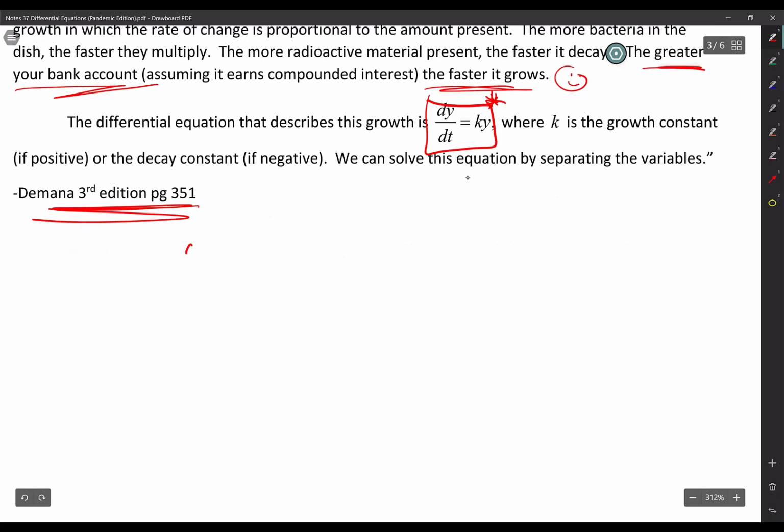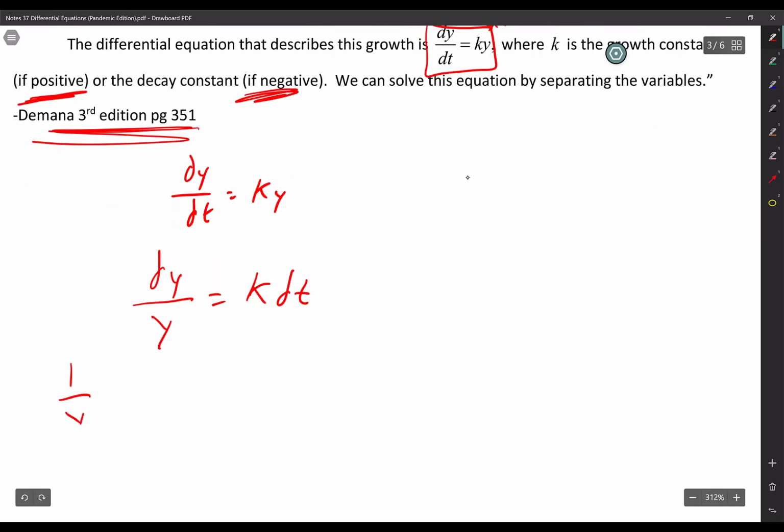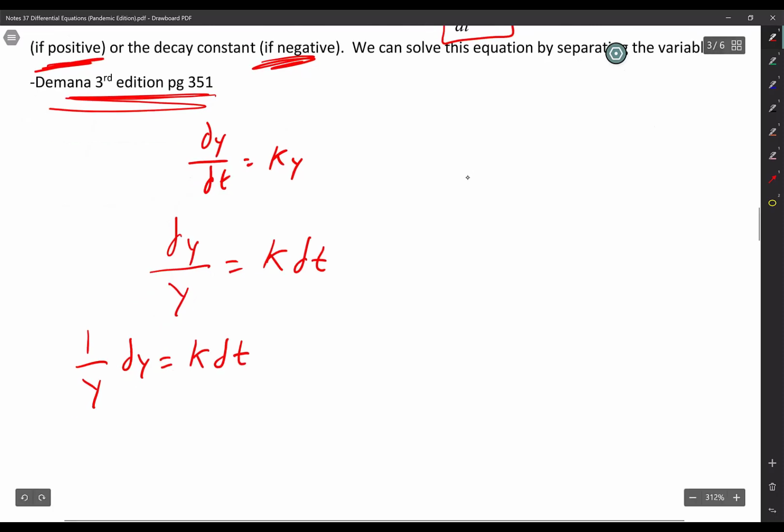So let's see. I have dy/dt equals ky, and I never remember the if negative and positive. I just let the situation tell me whether I get a positive or negative. So look, dy/dt equals ky. All I'm going to do is get the y by itself and multiply by dt. So dy over y equals k dt. I'm going to rewrite it so it looks familiar to you: 1 over y dy equals k dt. Now I'm ready to integrate.